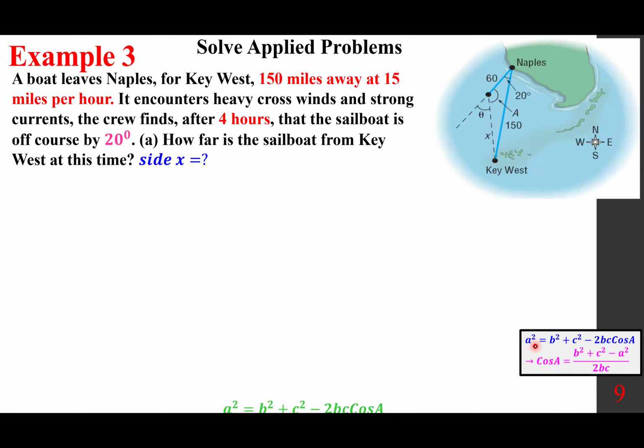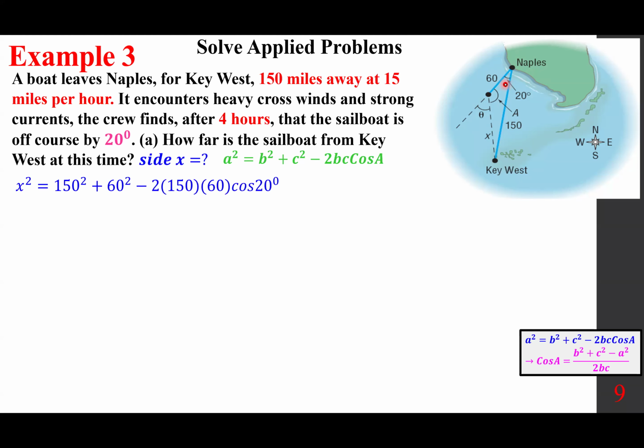A squared is b squared plus c squared minus 2bc cosine A. So a squared here is x squared, everybody. So x is missing, x squared. Doesn't matter which one is b, which one is c. This side or this side. So 150 squared plus 60 squared minus 2 times 150 times 60 times the included angle, cosine of the included angle. So one more time. X is missing, so x squared. This side, 150 squared. This side, 60 squared. Minus 2 times the product of the two sides and the angle in between. Minus 2 times 150, 60 cosine 20.